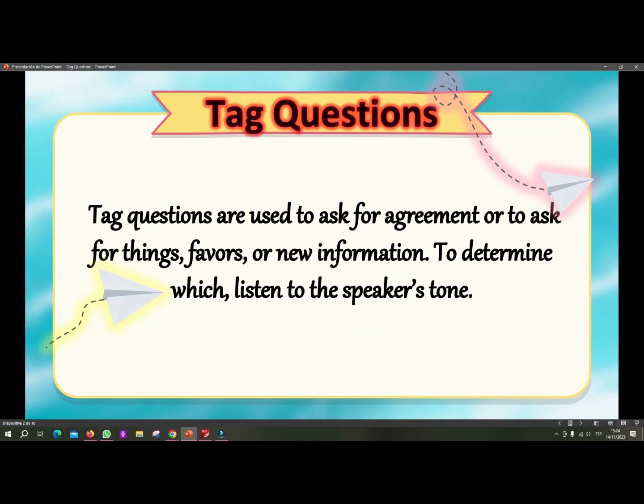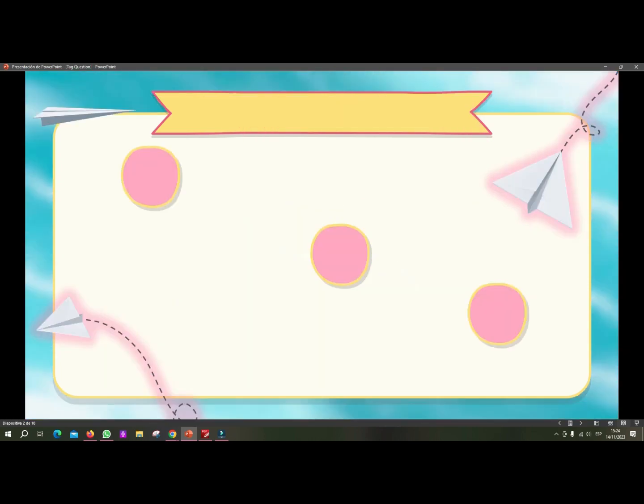Tag questions are used to ask for agreement, or to ask for things, favors, or new information. Listen to the speaker's tone. A tag question is a special construction in English, and it is a statement followed by a mini question. We're going to study that later. And we use tag questions to ask for confirmation.